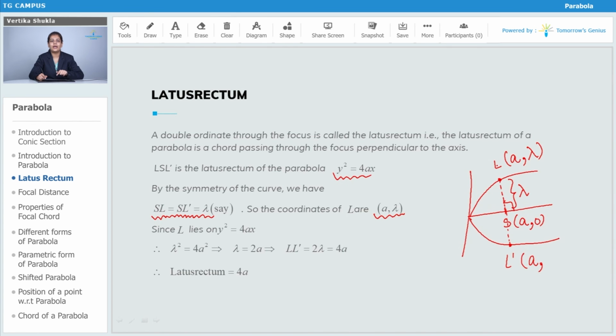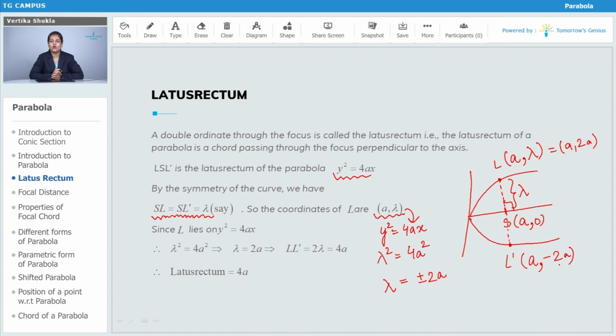Now this point L is lying on the parabola. If this point is lying on the parabola, it will satisfy the equation of the parabola. That means y square is equal to 4ax will be satisfied by this point. So if I substitute this point in the parabola, I will get lambda square is equal to 4a square. From here I will get lambda is equal to plus minus 2a. That means one coordinate will be a, 2a and the other coordinate will be a comma minus 2a.